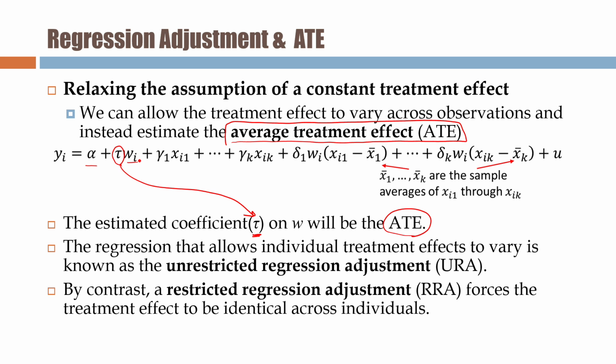Regression that allows the individual treatment effect to vary is known as the unrestricted regression adjustment, and the restricted adjustment forces the treatment effect to be identical across individuals. So everybody has the same effect. However, we can divide two different ways. I will talk a little more about how this works, but usually we don't use it.